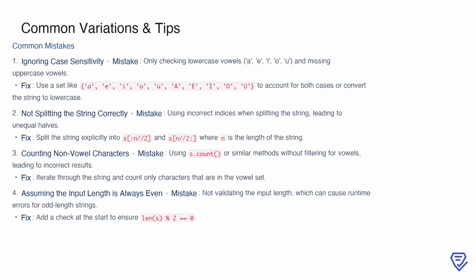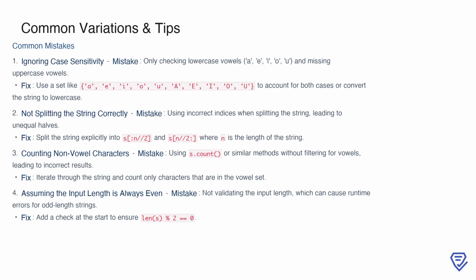If the string isn't split into exactly two halves, the comparison will fail. To avoid this, ensure you explicitly split the string into the first half using s[:n//2], and the second half with s[n//2:], where n is the length of the string. Another potential pitfall is counting non-vowel characters. Using methods like s.count without filtering for vowels can lead to incorrect results. Instead, iterate through the string and count only the characters that belong to your vowel set.